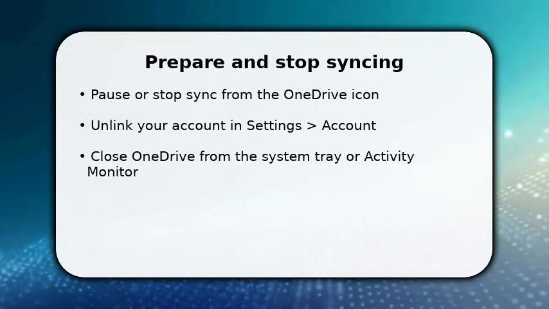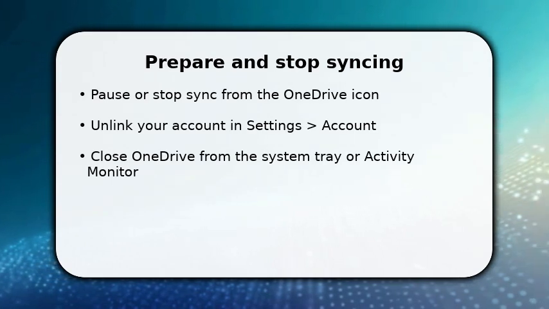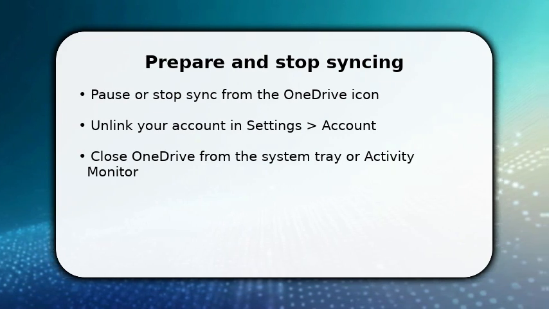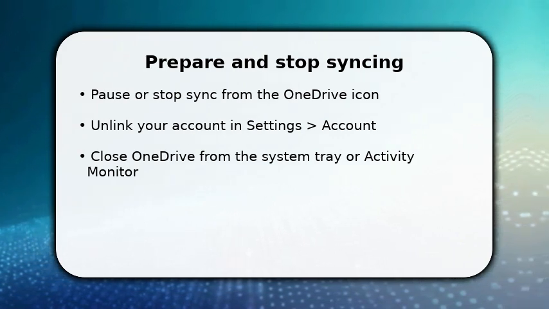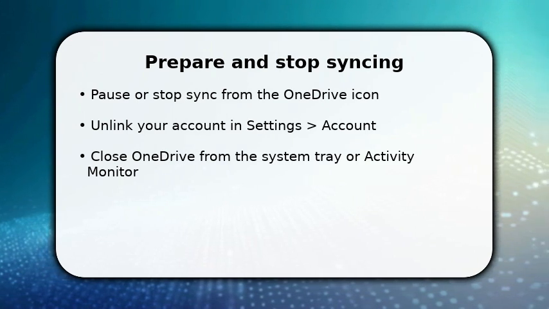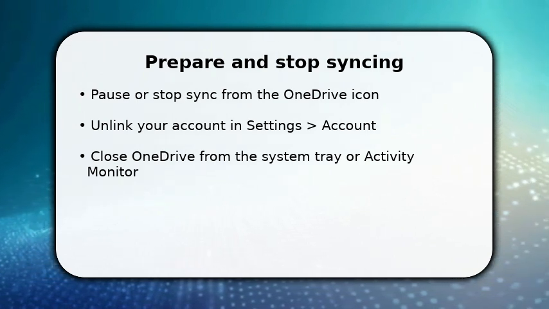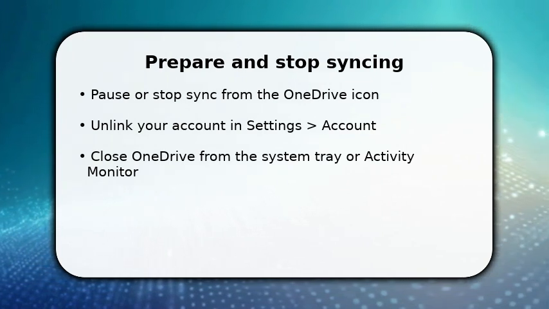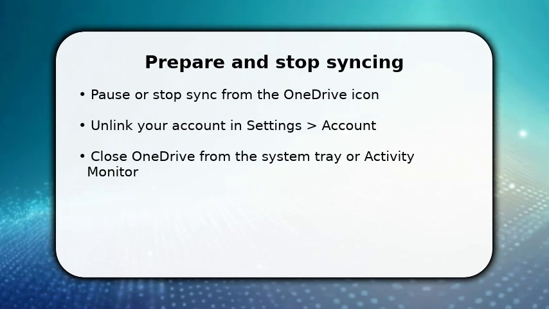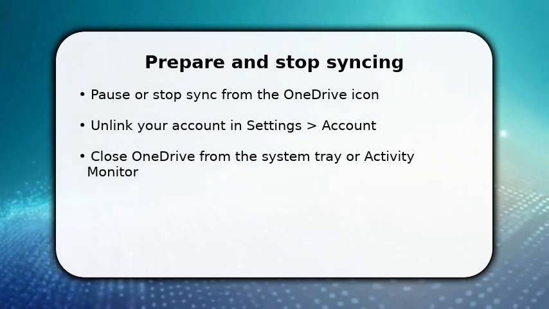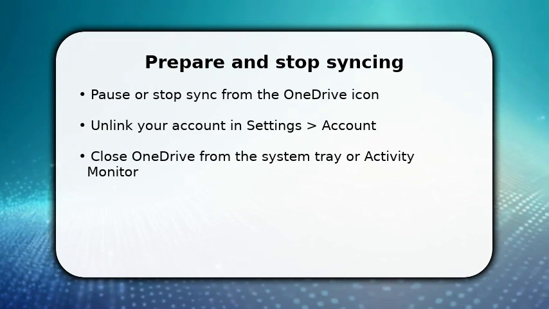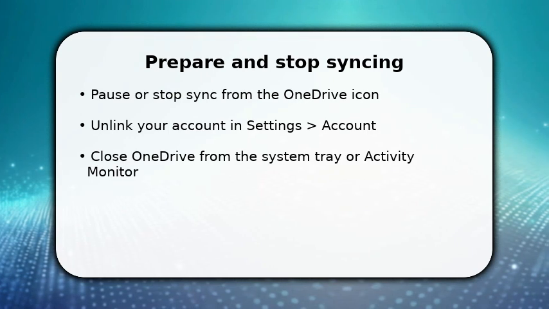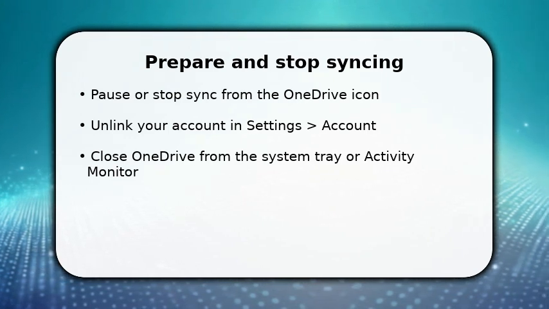You'll start by stopping active syncing so files don't change mid-process. Open the OneDrive icon, pause syncing, then go to Settings and click Unlink this PC to detach your account. Once done, close the app from the system tray on Windows or force quit on Mac OS so it isn't running during removal. Make sure any unsynced changes are saved locally before you proceed, because unlinking prevents future automatic backups until you reconfigure OneDrive.